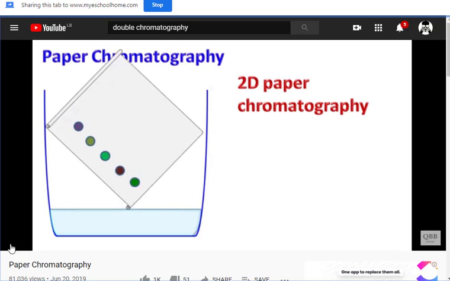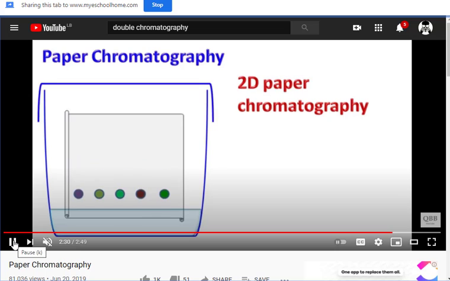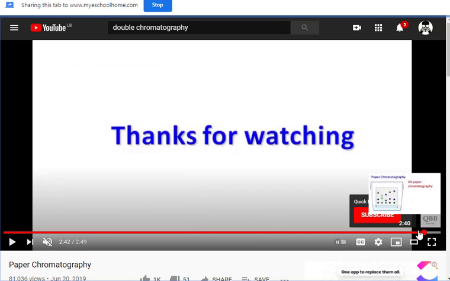He said, I will put it now horizontally in a different solvent. In a different solvent that will separate the ones that have the same molecular weight but different solubility in the second solvent. Different solubility in the second solvent. Okay?